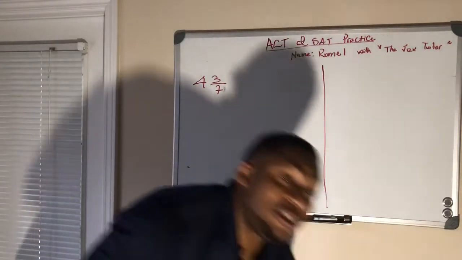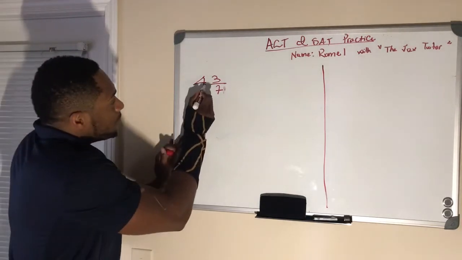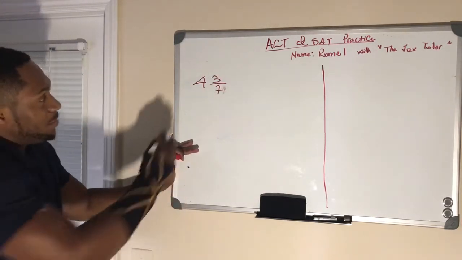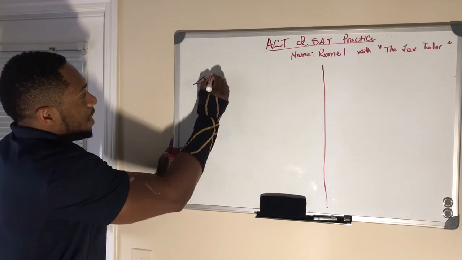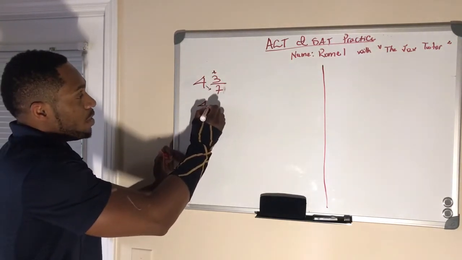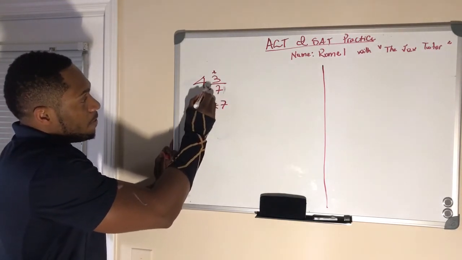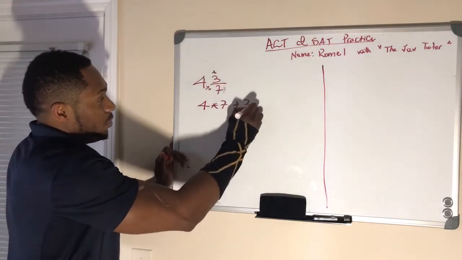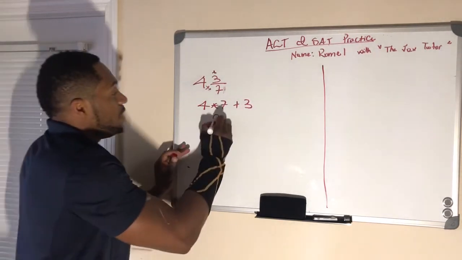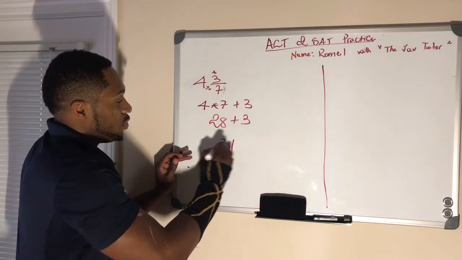And the easiest way to solve for this is easy. Just multiply this by this and then add that to it. So you multiply this by this and then add this to it. That's it. That's the simple formula. So 4 times 7, multiply this by this, and then you add the top to it, plus 3. What's 4 times 7? 28. What's plus 3? 28 plus 3 is 31.